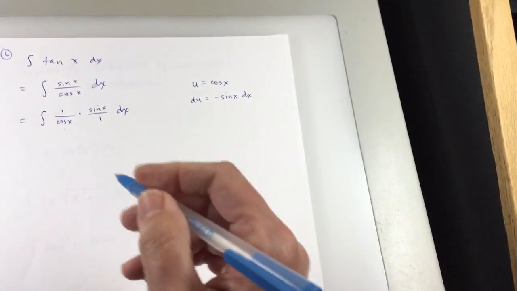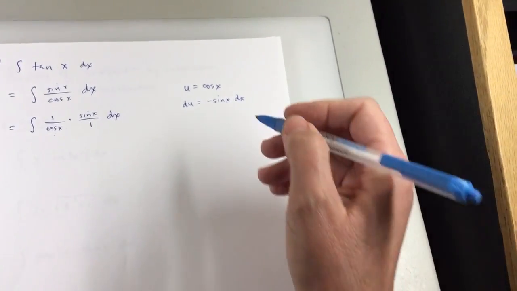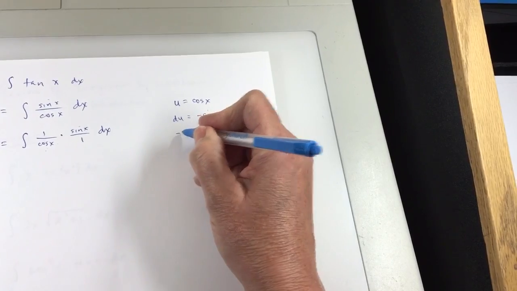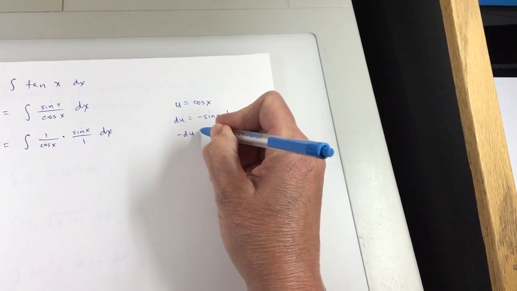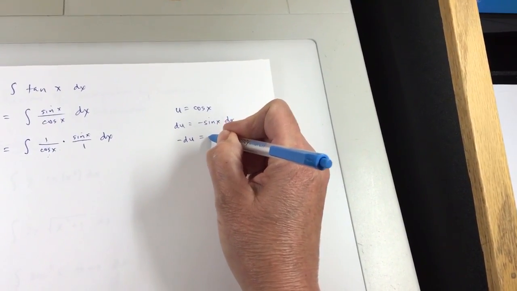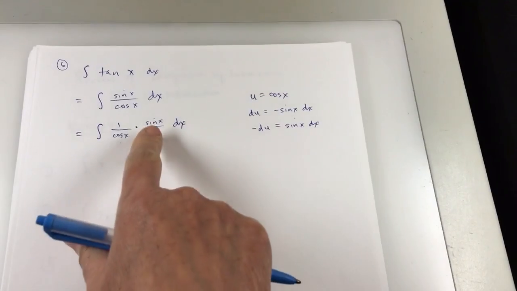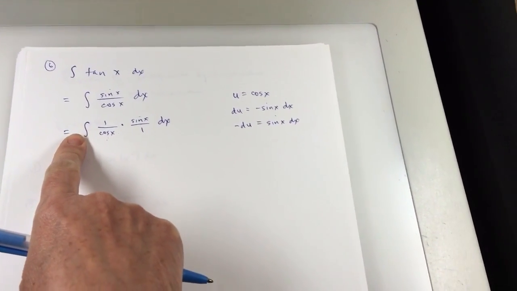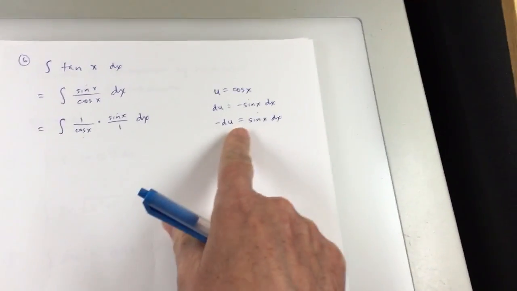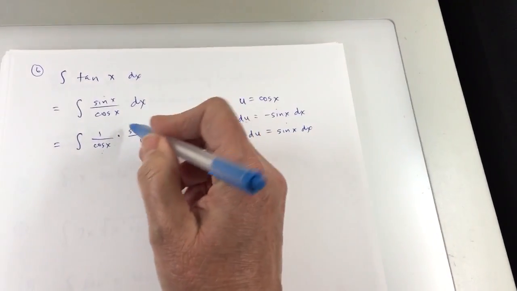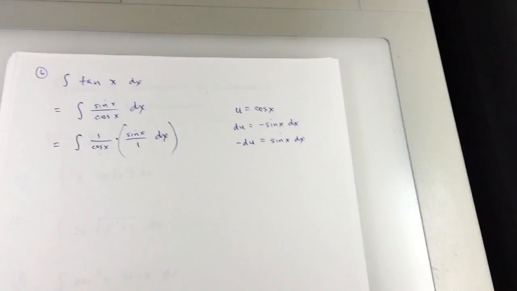So I'm going to need a negative with the sine. In fact, let me do it the way I've seen some of you do it. I've learned this from students. Negative du is sine x dx. Last time I worked in that number and put the negative 1/2 in the front on that other problem. This time I'm going to work it like this. So all of this, that's negative du.